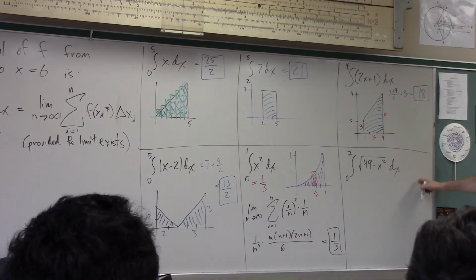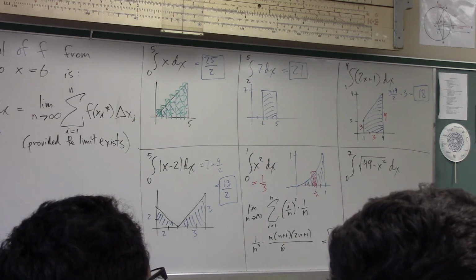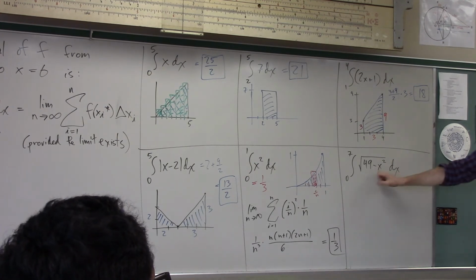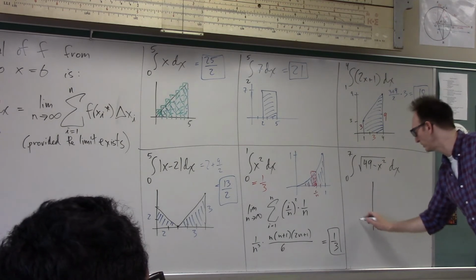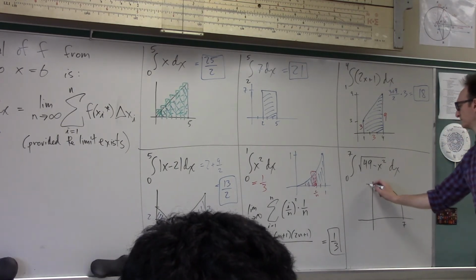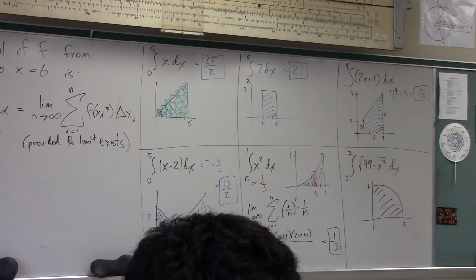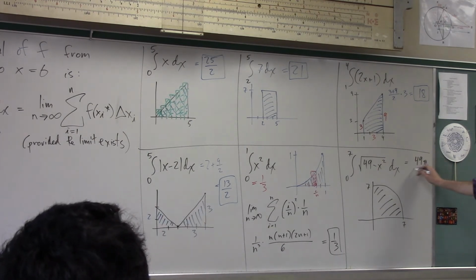All right, what's this one? It's 49 cubed. Yeah, this is a half circle. Actually, it's a quarter circle. So this is 49.